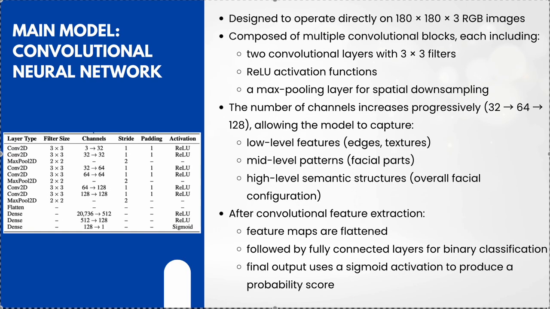Now the main model. Our CNN main model is designed to operate directly on RGB images. It has multiple convolutional blocks, each containing two convolution layers followed by max pooling. As the number of channels increases from 32 to 64 to 128, the network gradually learns low-level textures, mid-level features like eye and nose shapes, and higher-level facial configurations. After flattening the feature maps, the model uses dense layers and outputs a probability via a sigmoid function. This architecture allows the CNN to capture much richer facial details than the NN.